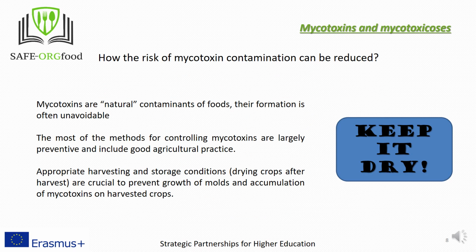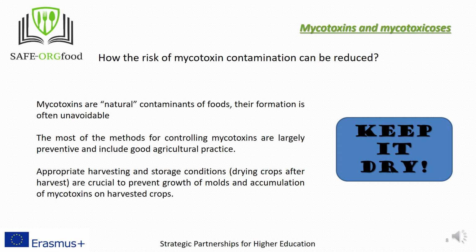A very important question we have to answer is how the risk of mycotoxin contamination can be reduced. Mycotoxins are natural contaminants of food. Therefore, their formation cannot be avoided completely. Most of the methods for controlling mycotoxins are largely preventive and include good agricultural practice. The formation of mycotoxins on field can be reduced by a number of procedures, as for example by growing resistant varieties, overturning crops, plowing the soil, chemical and biological methods of plant disease control, and control of the presence of insects.